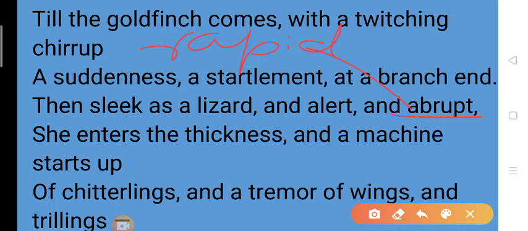Which poetic device is used here? Simile. What is simile? When two different objects are compared which are similar at least at one point. The bird's movement is compared to the movement of the lizard.